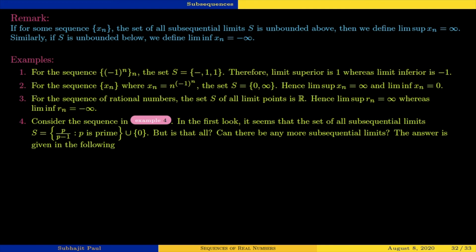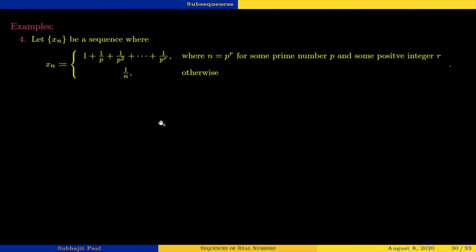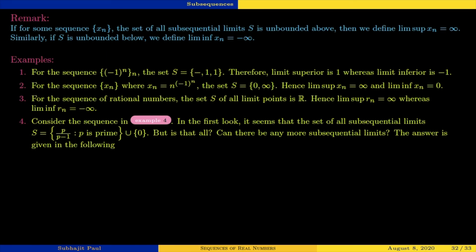Okay, so now consider the sequence in example 4, that is this one. At first look, it seems that the set of all subsequential limits is p by p minus 1, that is, for every prime p we get this number as a subsequential limit, and another subsequence converges to 0. The question is, is that all? Can there be any more subsequential limits?